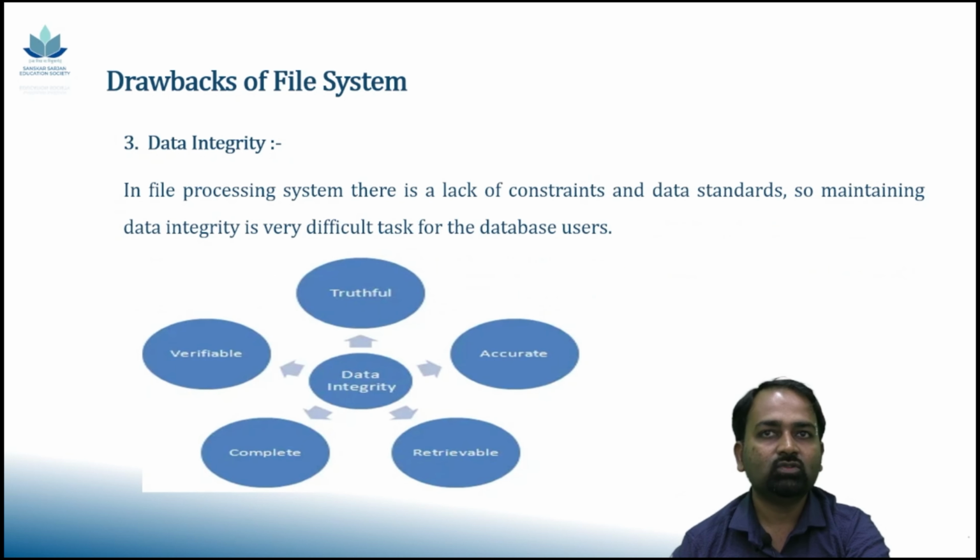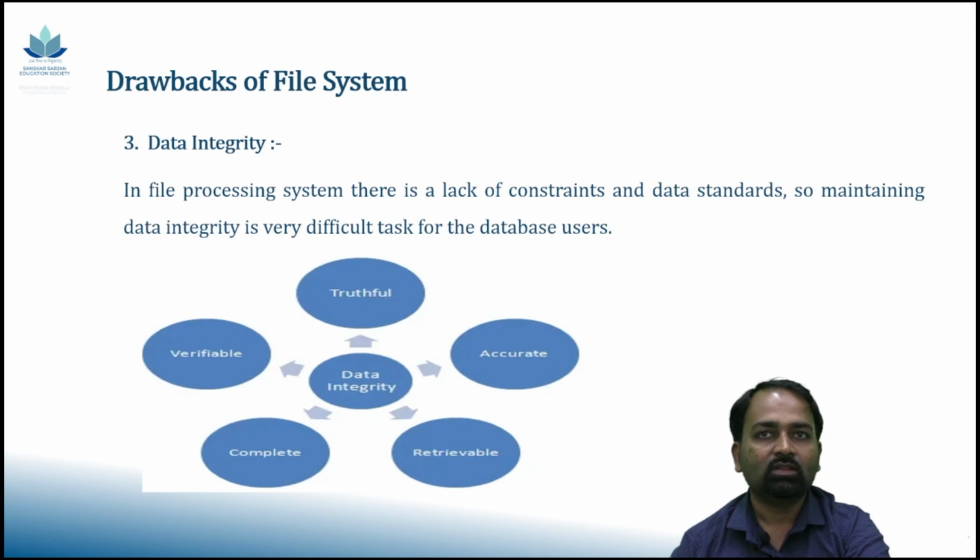So the third one is data integrity. To maintain data integrity we require some sort of rules and regulations, which we call constraints. But in a file system there is a lack of standard constraints, and because of that maintaining data integrity is very difficult for the database users. Here you are not getting accurate data because the data is not verified, or it is not truthful, because anyone can easily access the data and can change it. So that is a drawback of the file system.